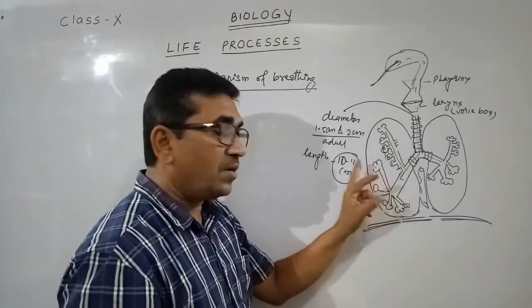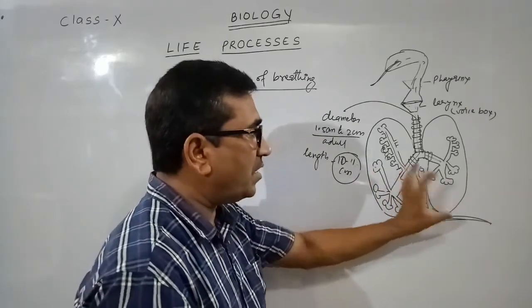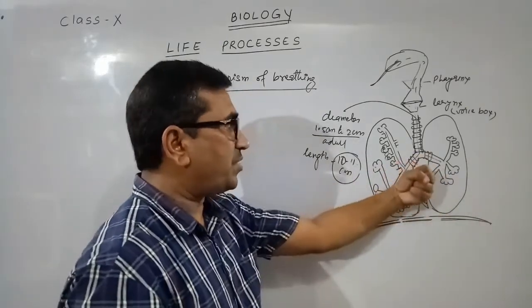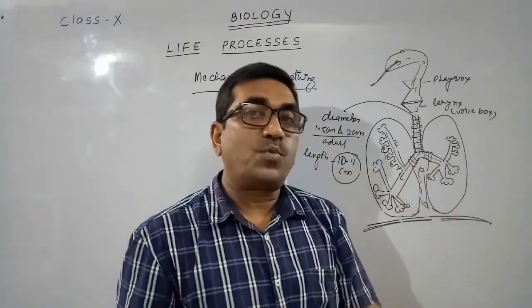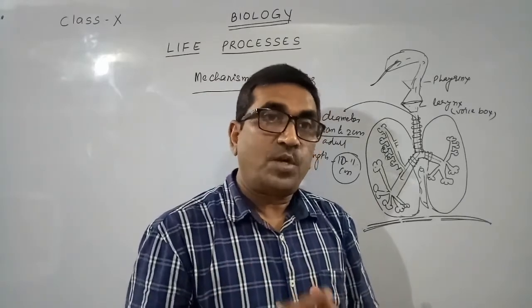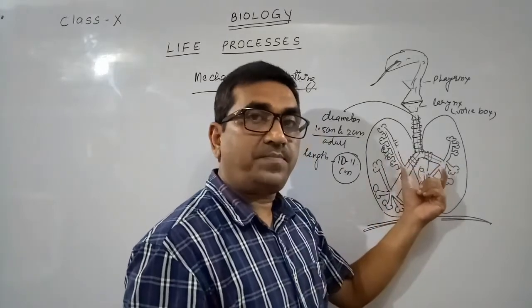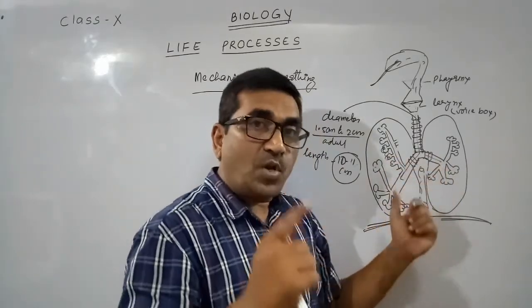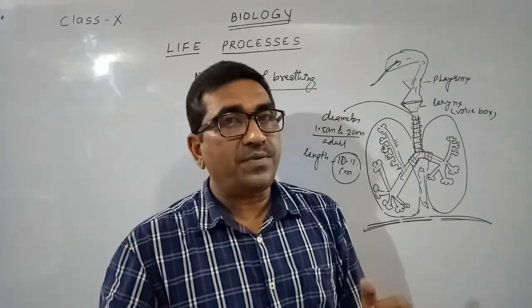And from here the blood goes to the heart. In between there is a heart, a fist-like structure, and from here the blood is transported to the different cells where respiration takes place. To take the respiration, first breathing takes place, because from the breathing oxygen is released to the blood and carried to the different cells.